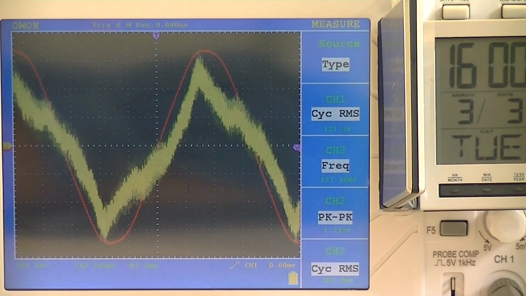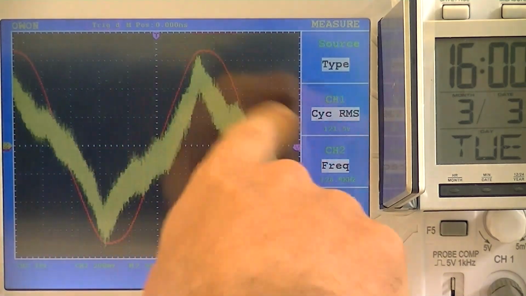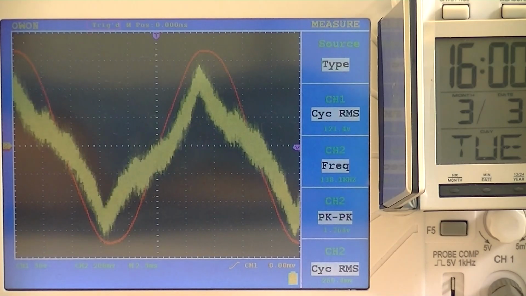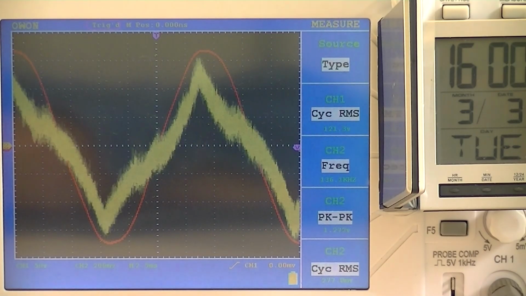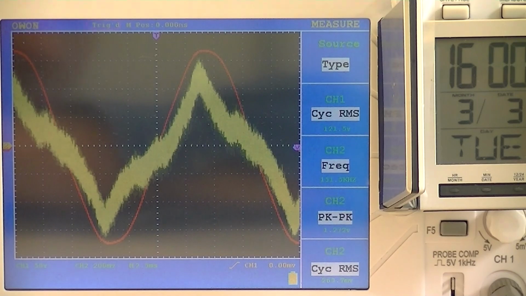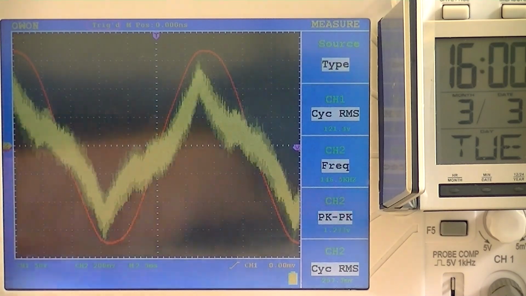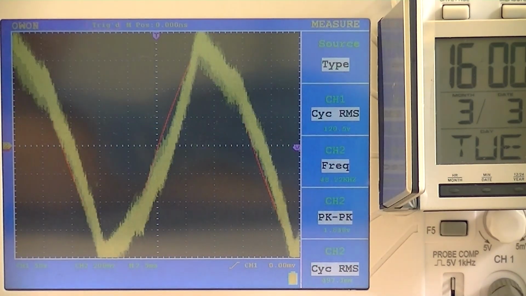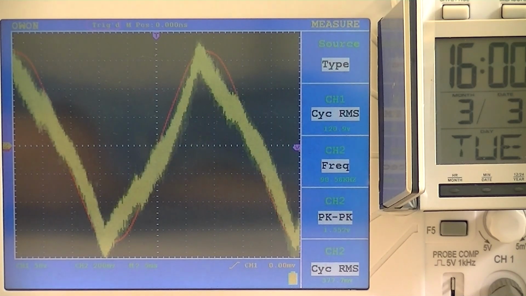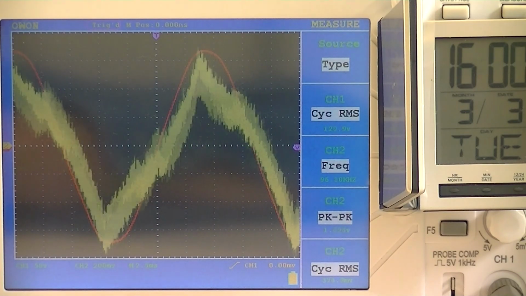Okay, so that's my grounding system. You can see it's following the AC waveform, and we have a cycle RMS of 270 millivolts right now, and we have a peak to peak of 1.2 volts. And the interesting thing is, it says the frequency is actually 53 kilohertz. So that's what my oscilloscope thinks is the frequency that is on the 60 hertz AC electrical grounding system. It's actually much higher.